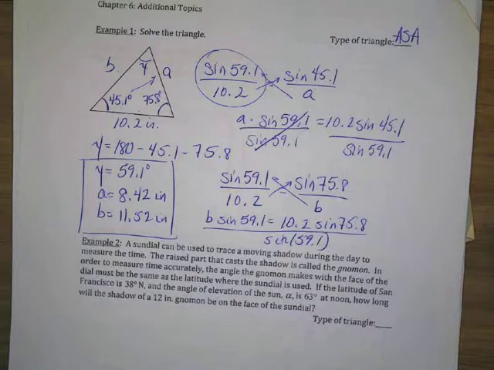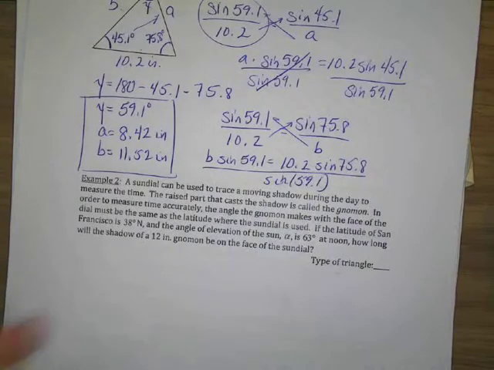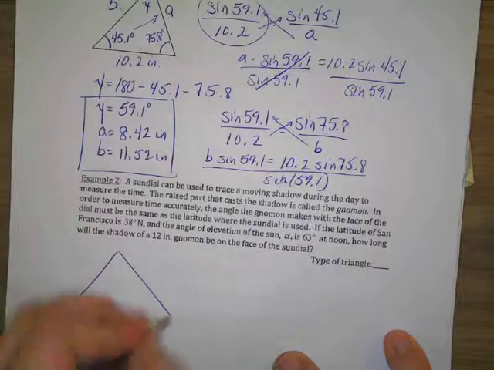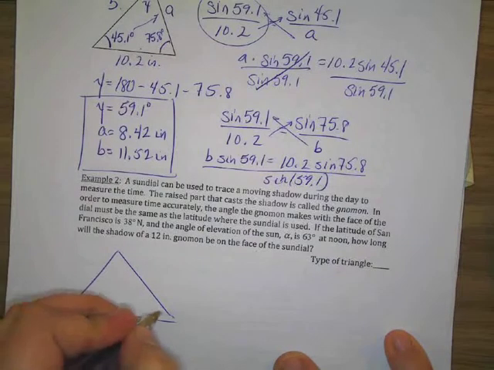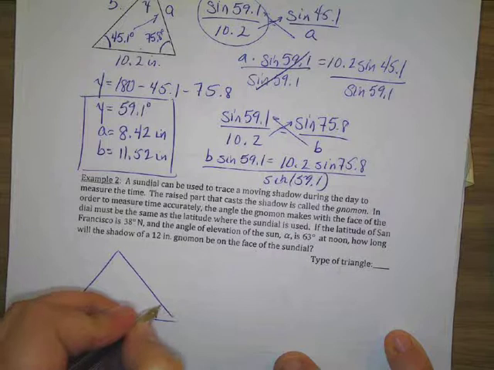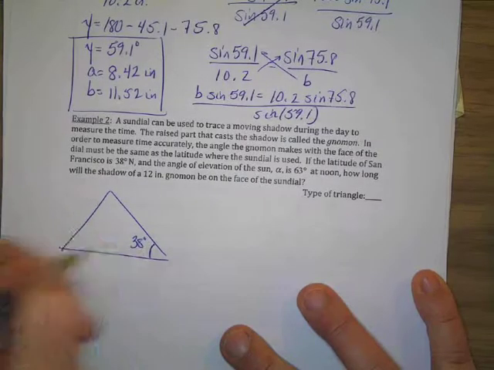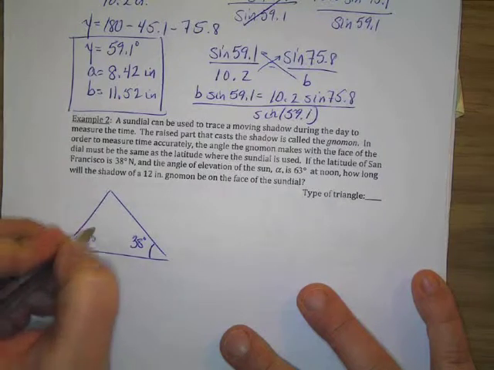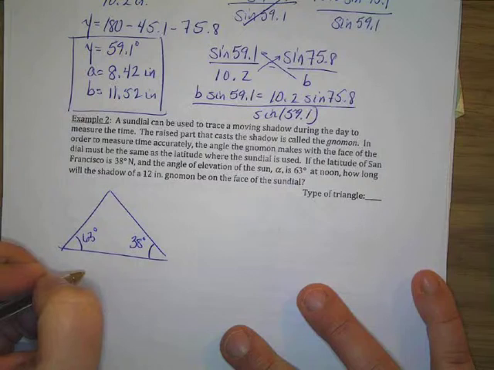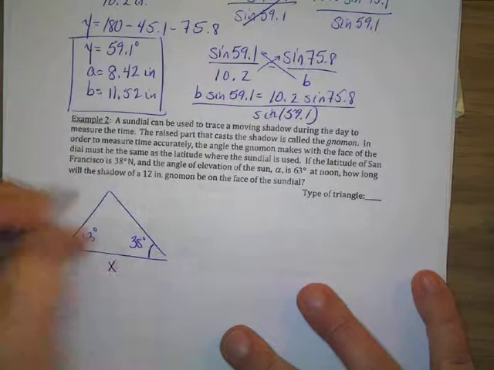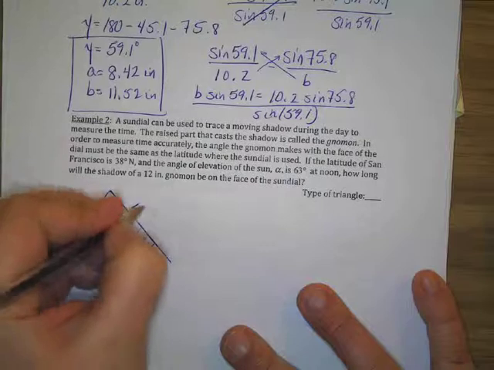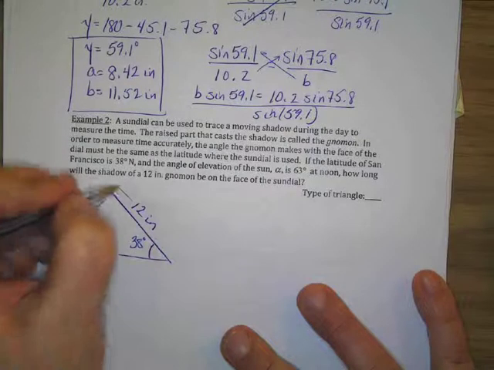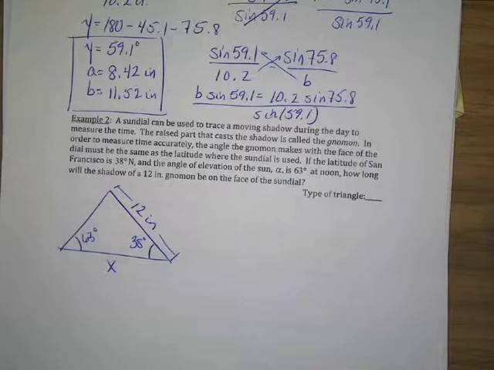They tell us that the latitude of San Francisco is 38 degrees north, and the elevation of the sun, alpha, and they gave us a picture over here where they told us this was the alpha, this is the beta. So this has to be set at the same latitude, so that's 38 degrees. And this is the elevation of the sun, which is 63 degrees at noon. How long will the shadow be of a 12-inch gnomon?